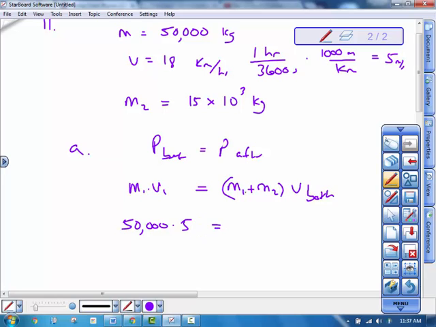And that equals the mass of both of them added together, which is 65 times 10 to the third, or 65,000 kilograms, times the velocity of both. So just divide by 65,000, and you get the velocity of both is about 3.85 meters per second.